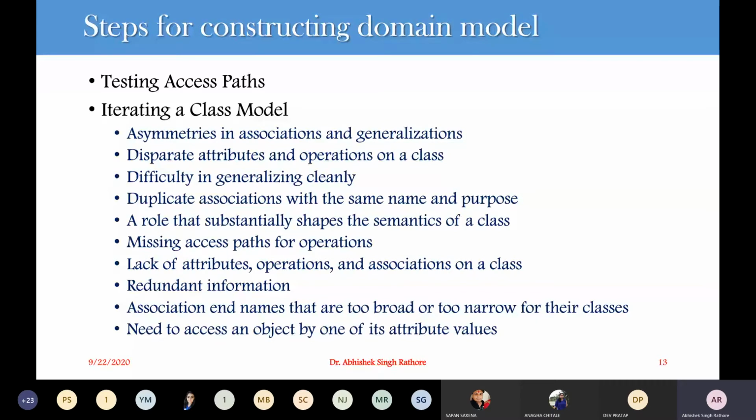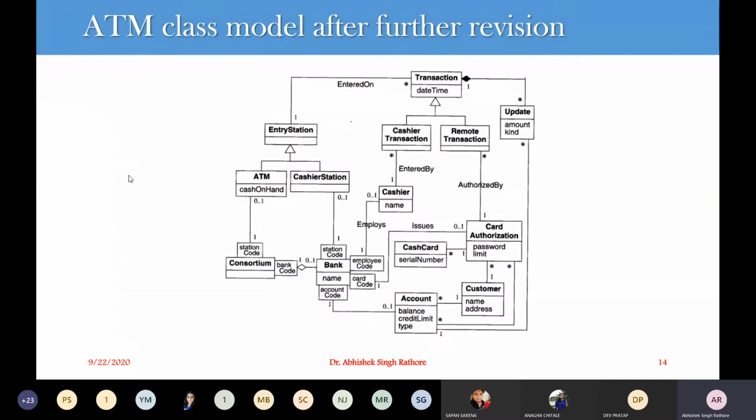Now the next step is that we have this ATM example available. For this ATM example, this model again gets further revisions, and after different iterations we will achieve this class model. We can say that right from your domain model you are going to develop this class model.